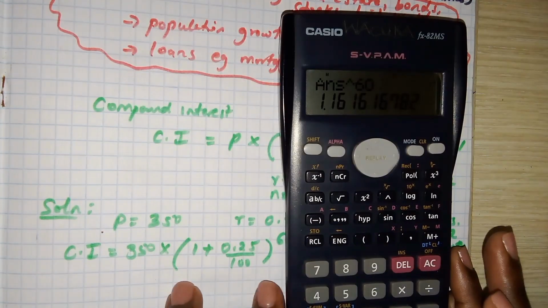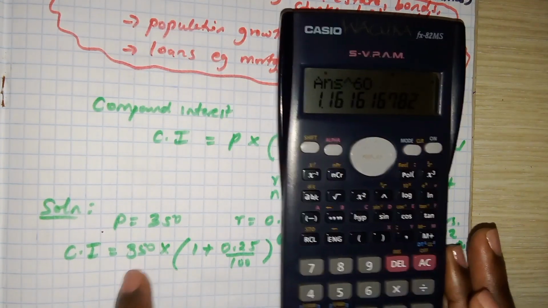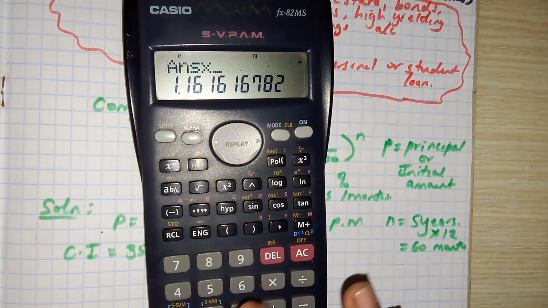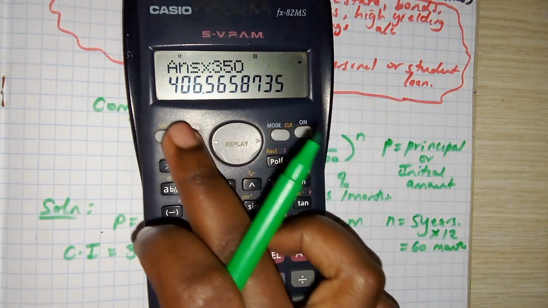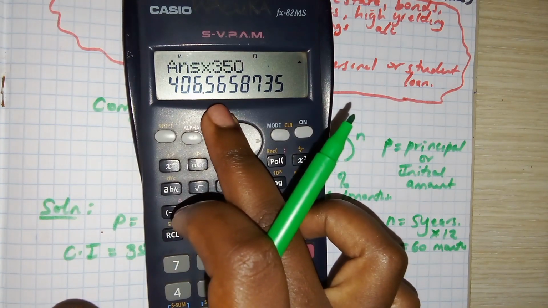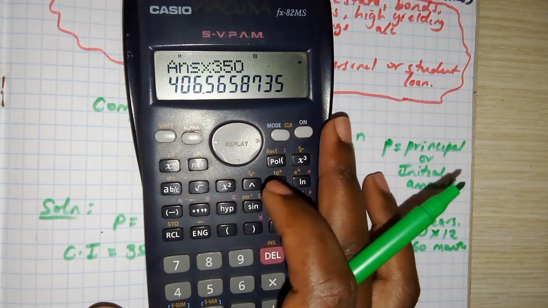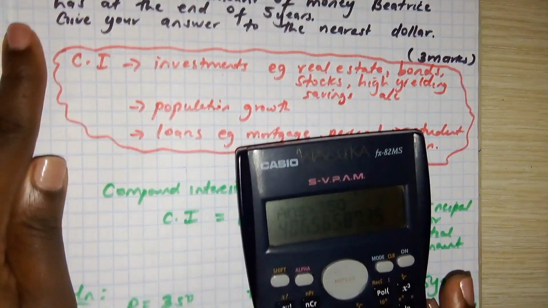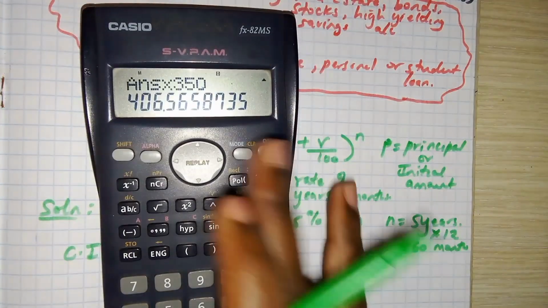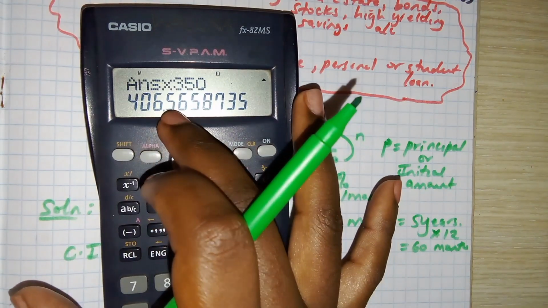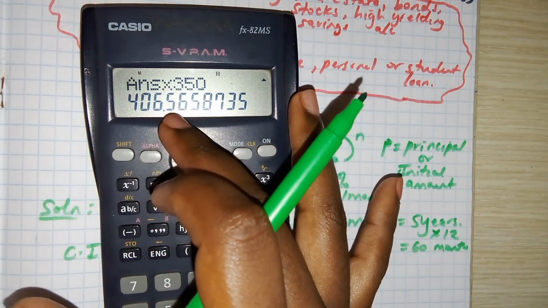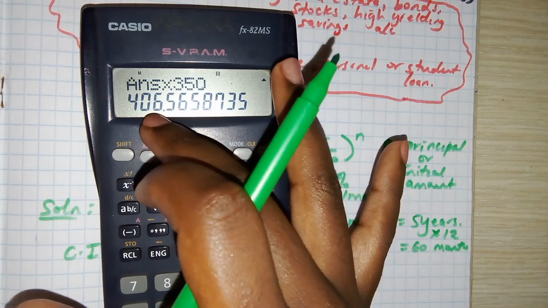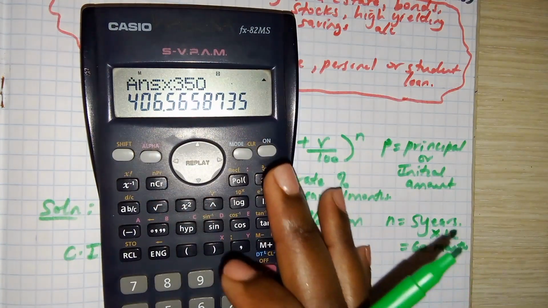So we're done with whatever is in the bracket. Then you do times 350. So at the end of the day, we're getting 406.56. In the question, they say give your answer to the nearest dollar. So we round this one to the nearest dollar. If a number is 5 or more than 5, round up the next number. So that will be 407.